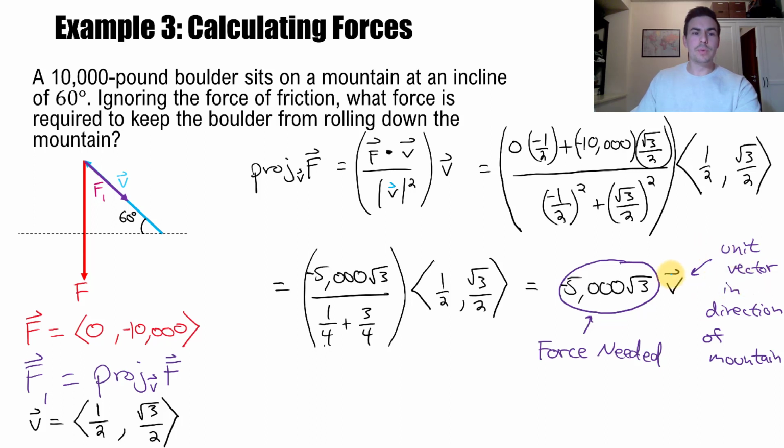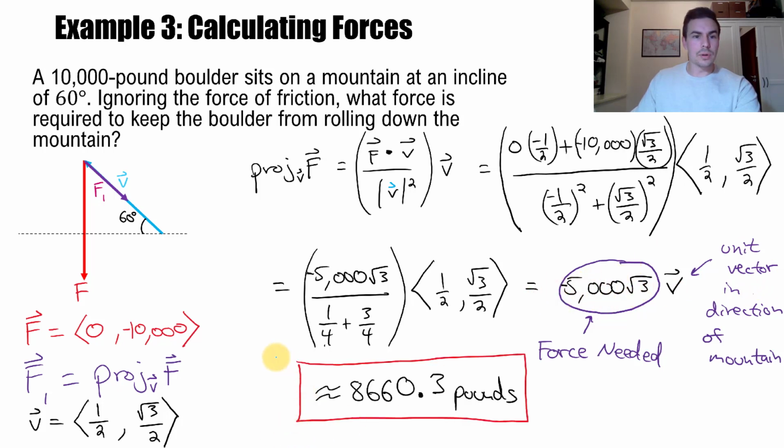And so if we go ahead and find the opposite of this, right? This is negative 5,000 √3. So 5,000 √3 is going to be approximately 8,660 pounds, all right? So that's going to be the force heading up this way, keeping that boulder from falling.